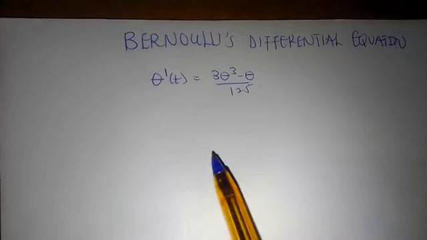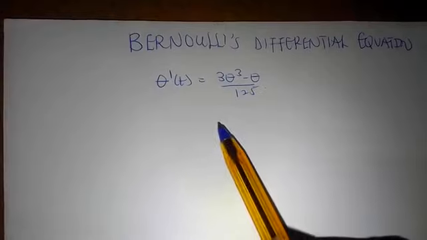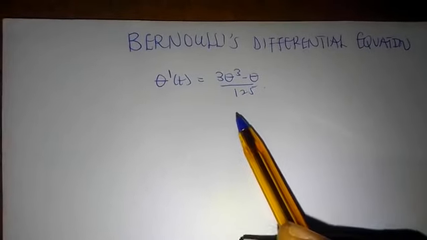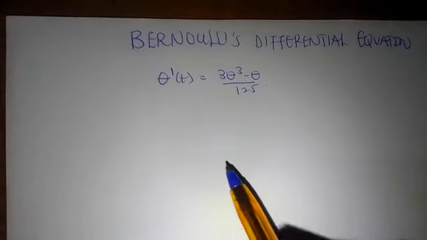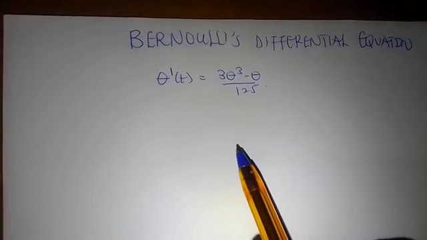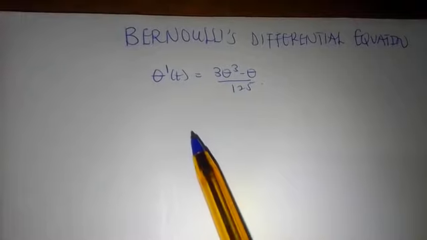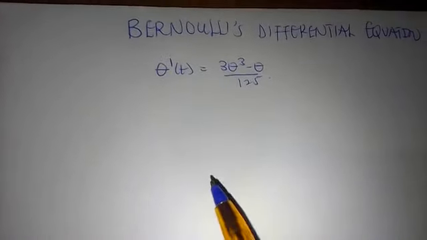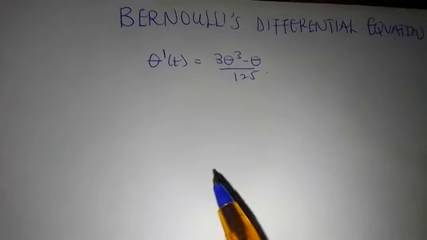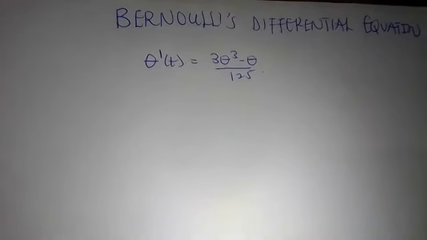So we have theta prime of t, which is equal to 3 multiplying theta cube minus theta all over 125. So this being a differential equation given, how are you going to identify that it is a Bernoulli differential equation? Now when you say Bernoulli differential equation, we know that it's just an upgrade on linear differential equation.